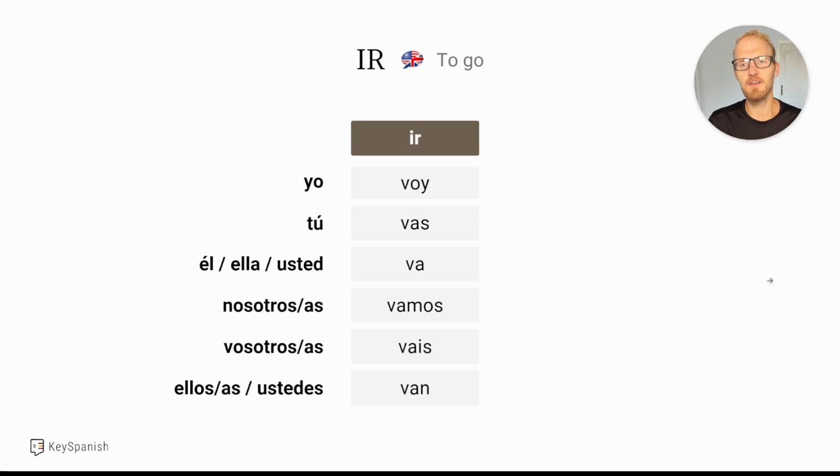We can translate the verb ir as to go in English, and in the present tense, the form would be yo voy, tú vas, él, ella, usted va, nosotros vamos, vosotros vais, ellos, ellas, ustedes van.